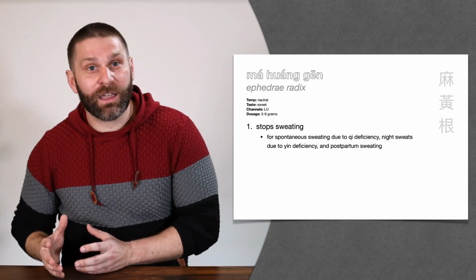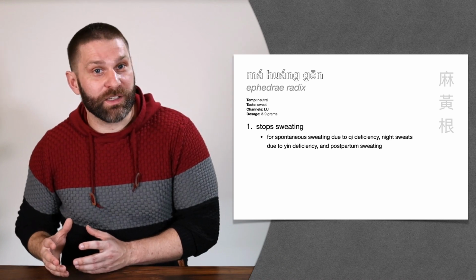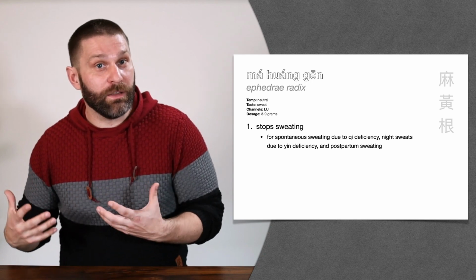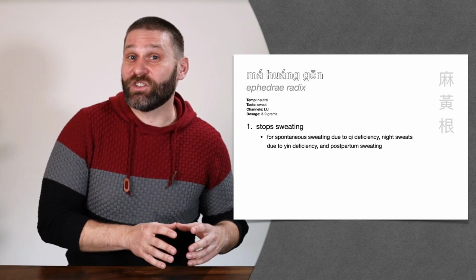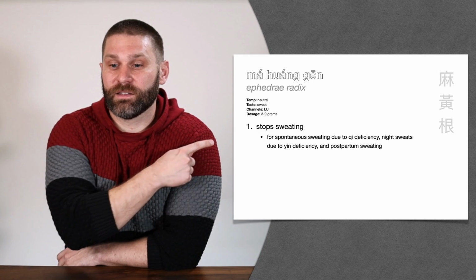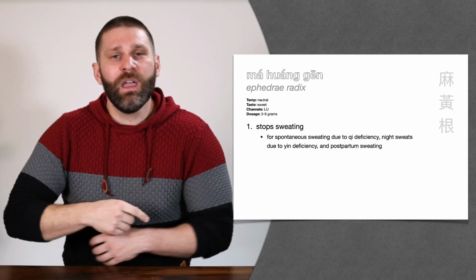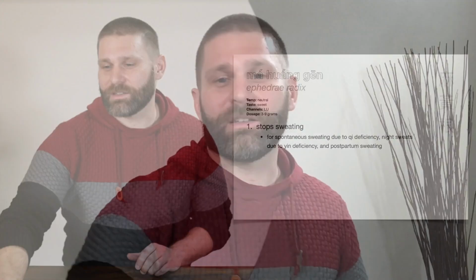So way back in the beginning, in the warm acrid release the exterior category, we learned Ma Huang, and that's ephedra herba, the leaf of the plant. Ma Huang Gen is the root of the plant. And this is another herb that pretty much its only action is stopping sweating. So I just like to bring this up because I think this is kind of interesting.